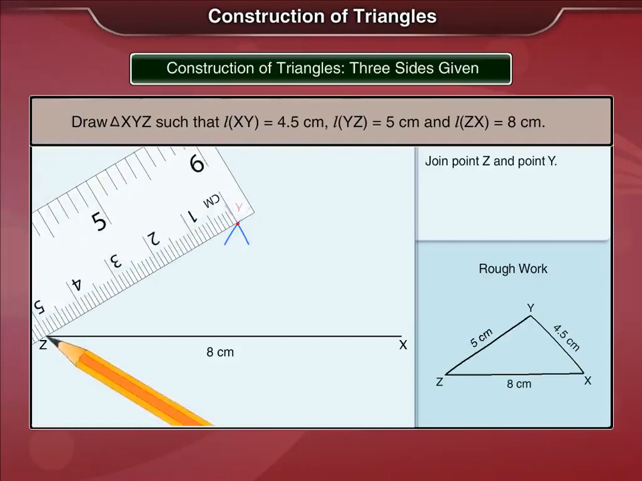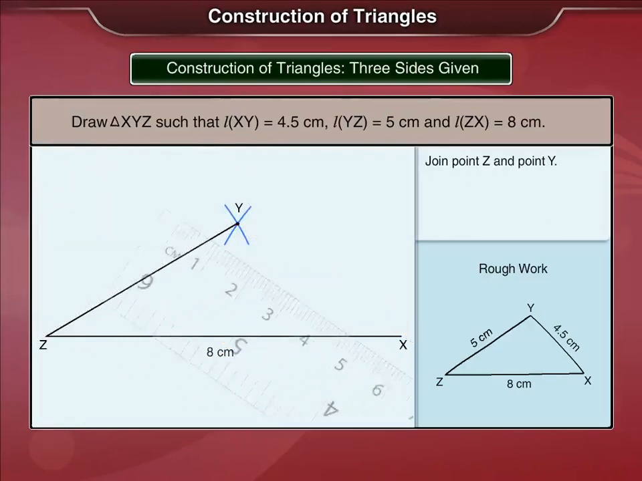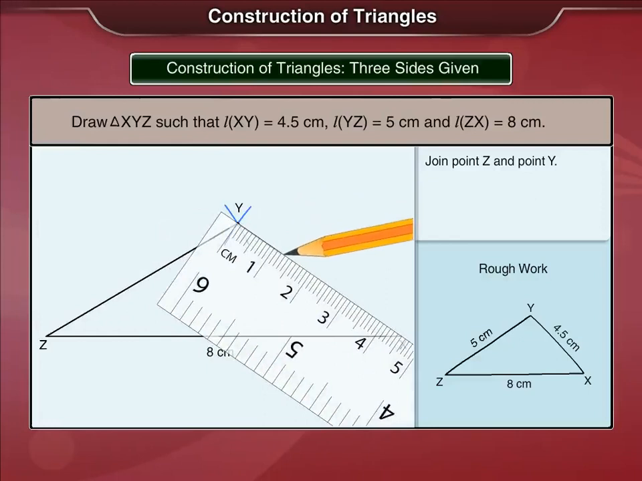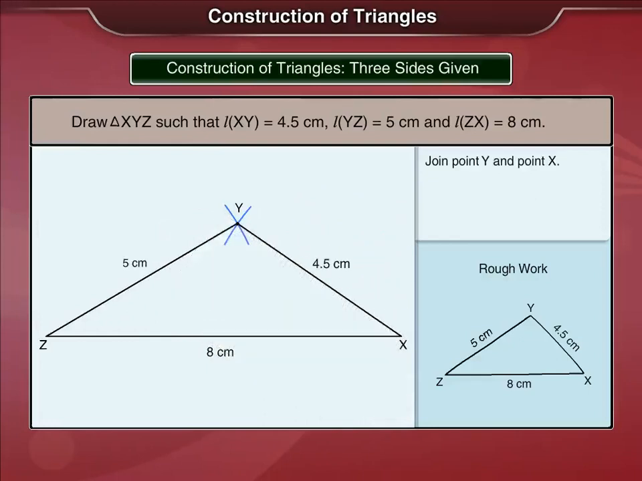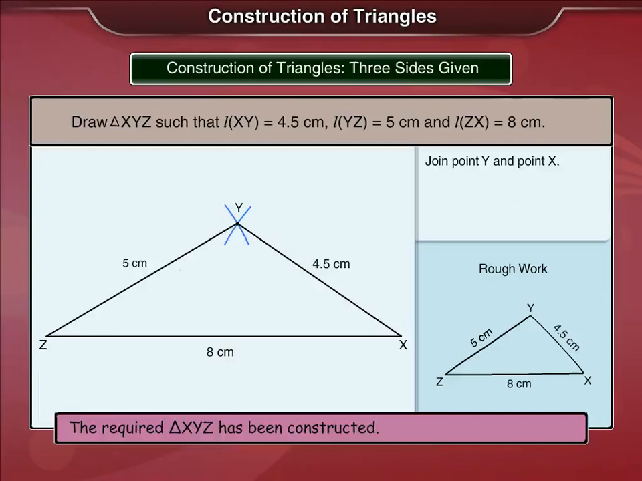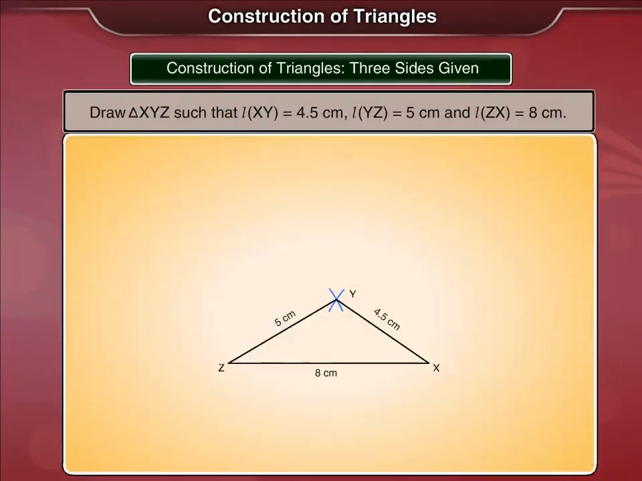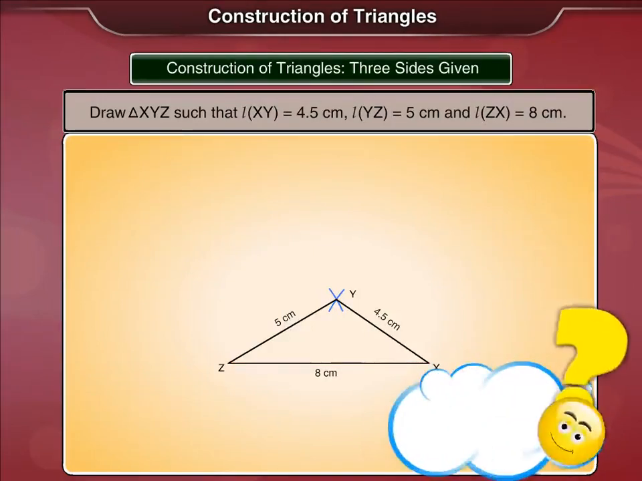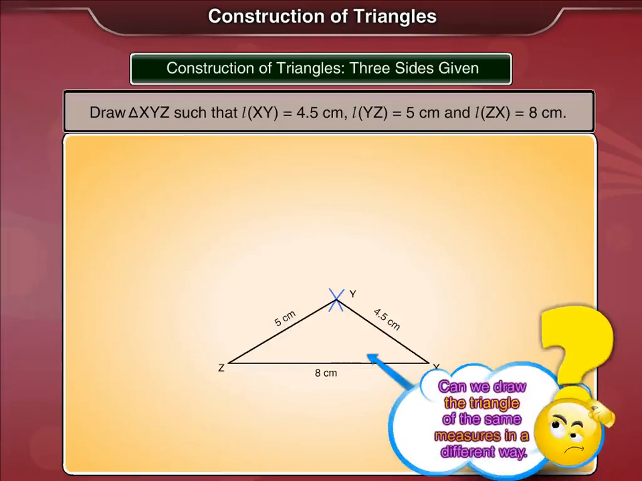You know that we can draw another triangle XYZ of the given measures on the other side of ZX. Now think and say, can we draw the triangle of the same measures in a different way? Let's try. Look at this triangle. We will now draw another triangle of the same measure on the other side of the base ZX. But here, we won't draw another segment ZX. We will make use of the same base ZX of the triangle drawn earlier to draw another triangle.